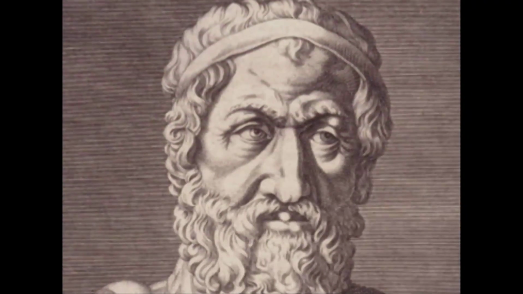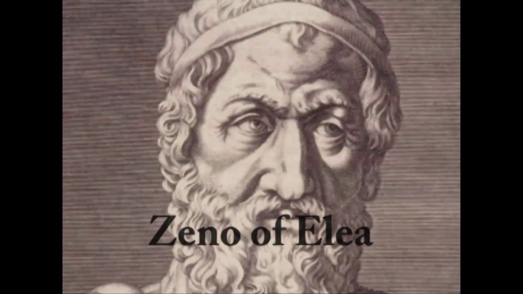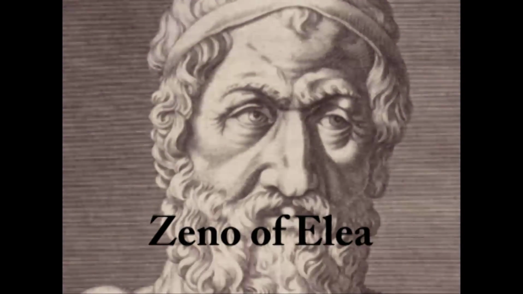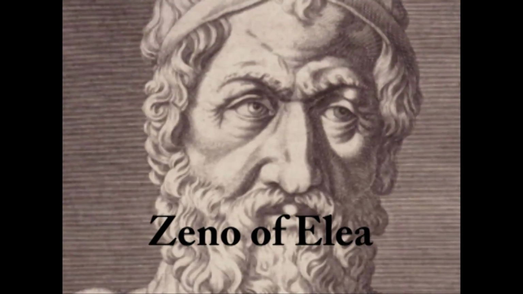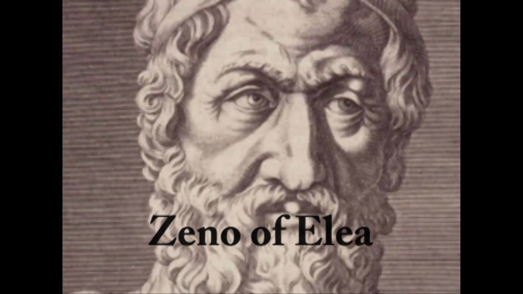Enter Zeno of Elea, a philosopher called by his contemporaries the most annoying man in the West. Annoying because he proposed a paradox that proved the impossible.